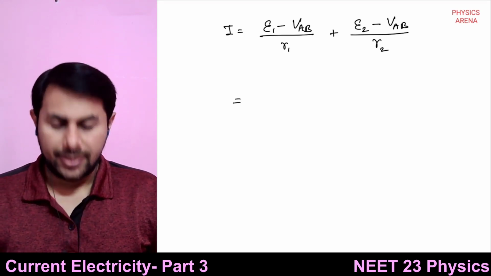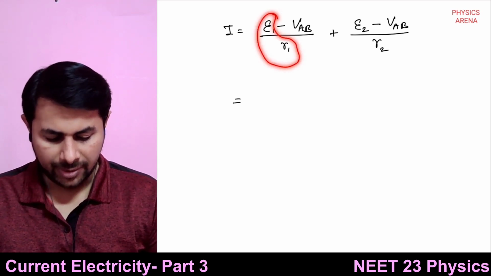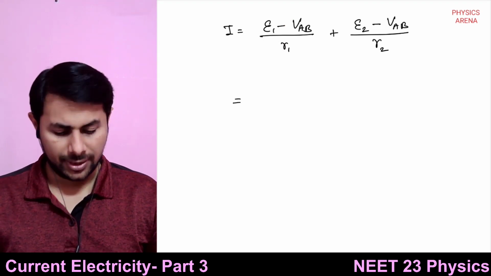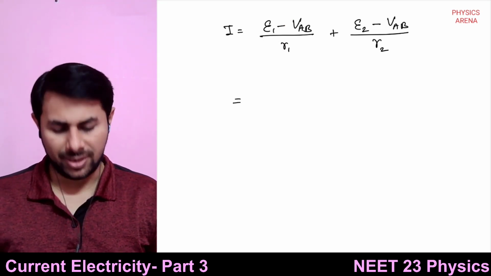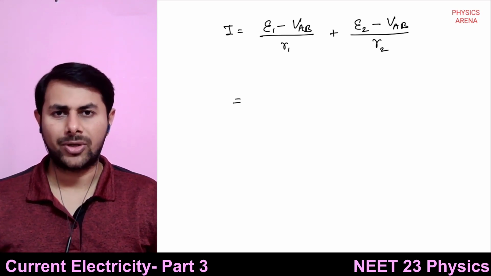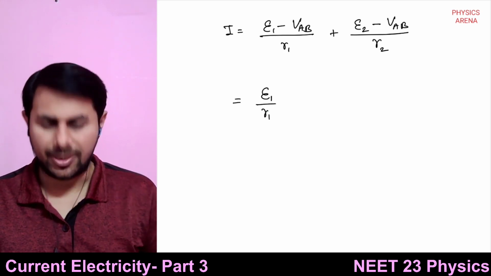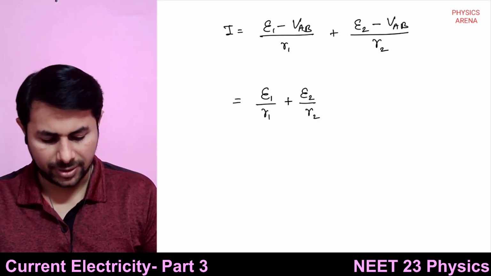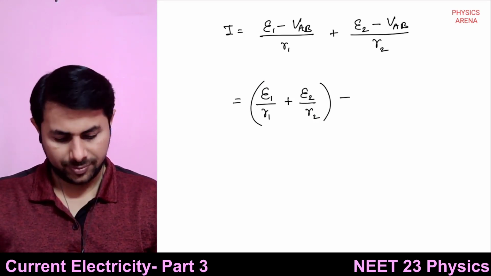So after that, what we can do is group the terms containing EMF on one side and the terms containing the potential difference on the other side. So I can say it is epsilon 1 divided by R1 plus epsilon 2 divided by R2. These are the terms containing the EMF.